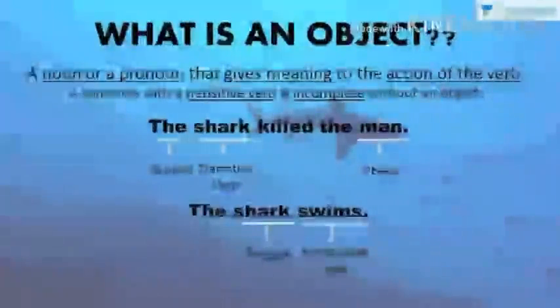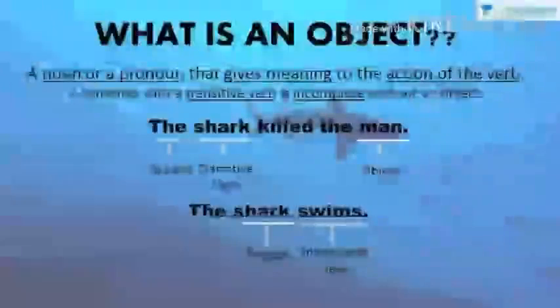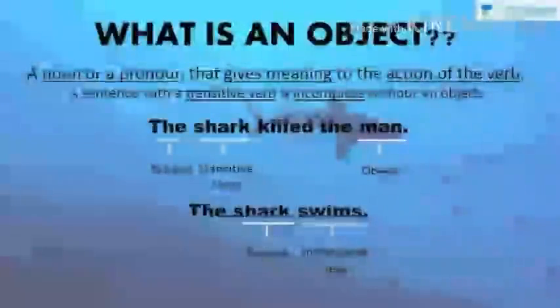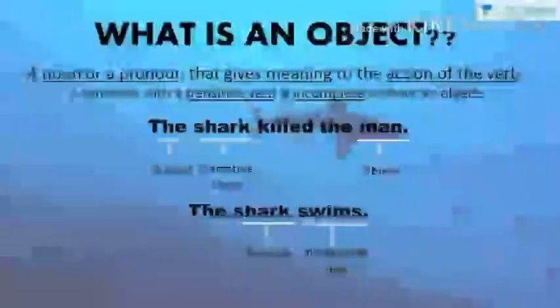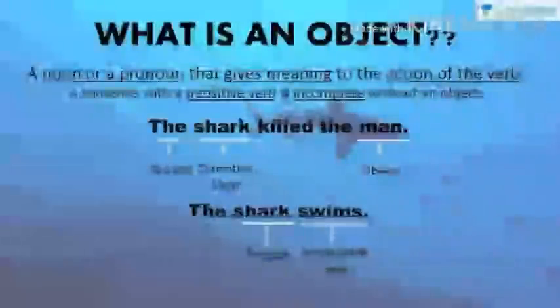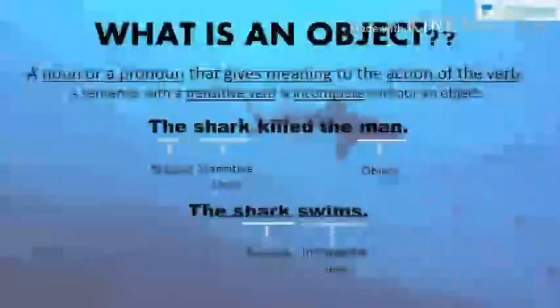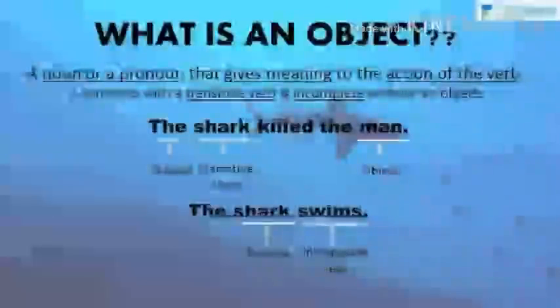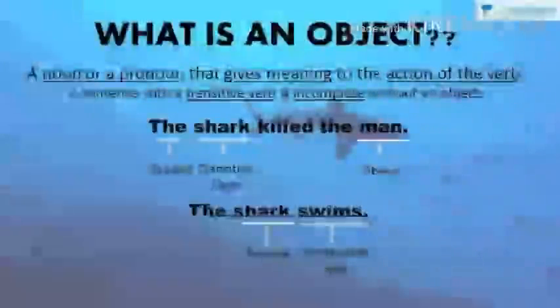Object is the person or thing who receives the action done by the subject. For example, the shark killed the man. Here in this sentence, we are talking about the shark, and that is the subject. What did the shark do? It killed. So killed is the verb. Who is killed? The man. The man is the receiver of the action. So the man is the object in this sentence.